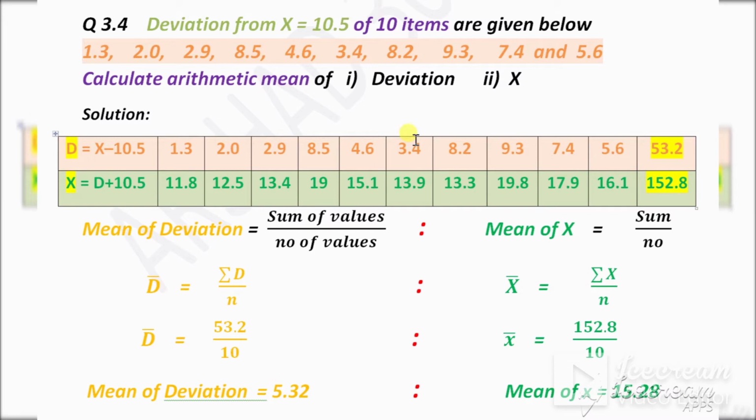Now for finding the arithmetic mean of x, or mean of x, the basic idea for mean is always the same. Mean of x means sum of values divided by number of values. So the sum of these x values, this is summation x. Summation x is 152.8, and the total number is 10. Divided by 10 we will get 15.28, which is the mean of x. Now this is the mean of deviation, and this one is the mean of x.